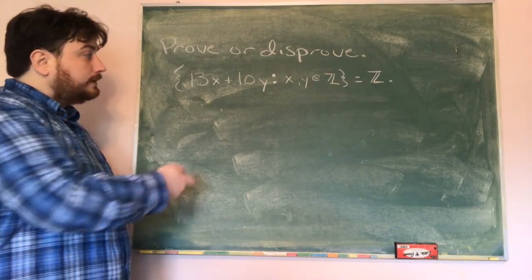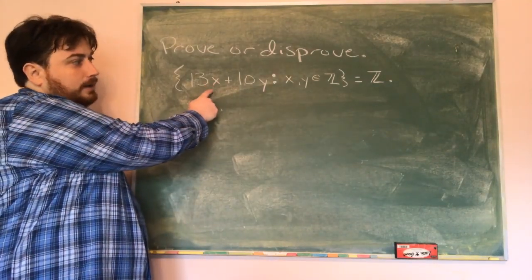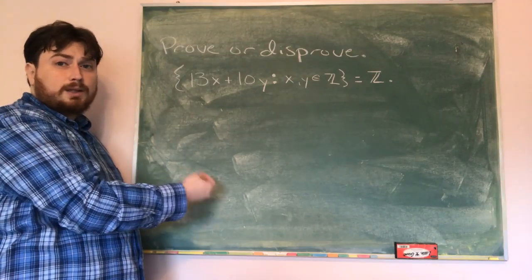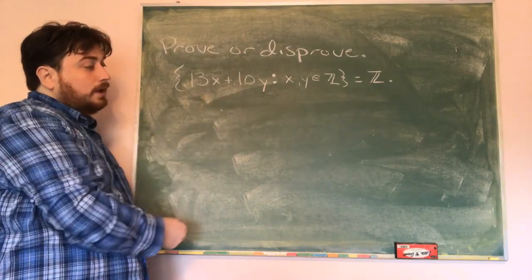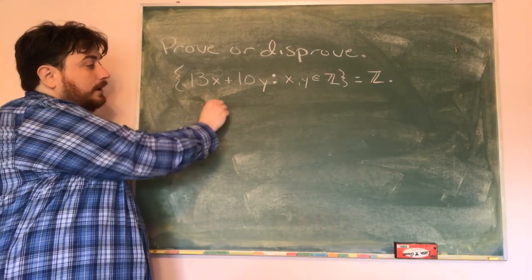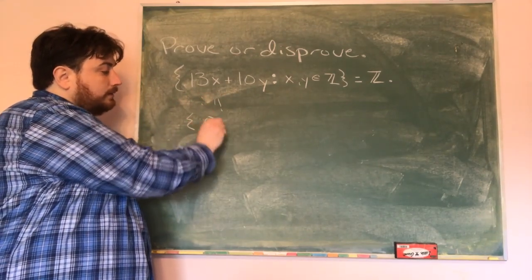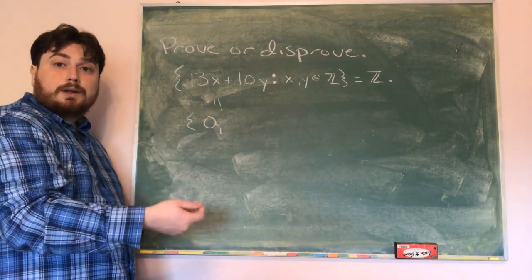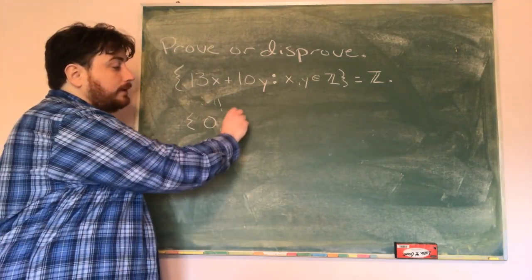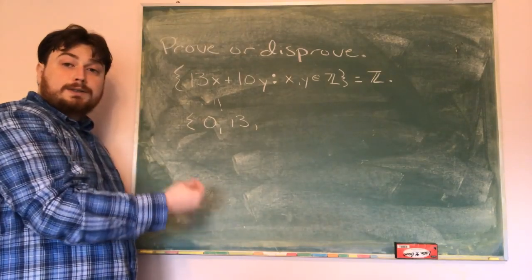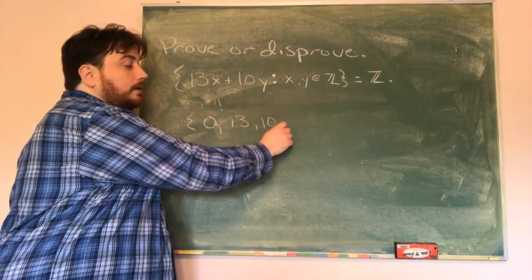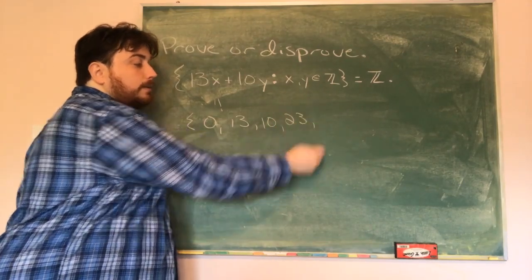So I'm going to start off and say, well, let's let x be 0 and y be 0. If x is 0 and y is 0, I get 13 times 0 plus 10 times 0, which is going to be 0. And so I know 0 is going to be in this set. If I let x be 1 and y be 0, I get 13. If I change the order, so x is 0 and y is 1, I have 10. If both are 1, I get 23.